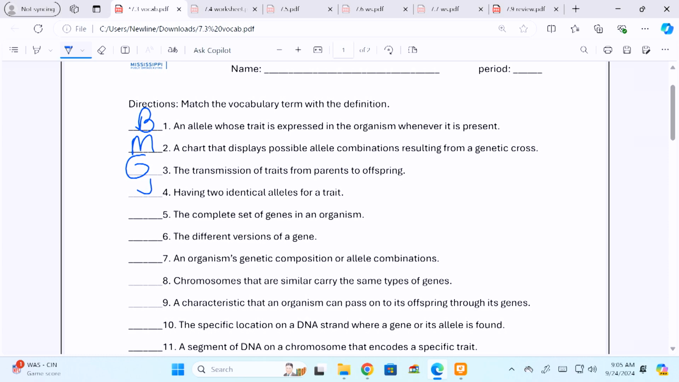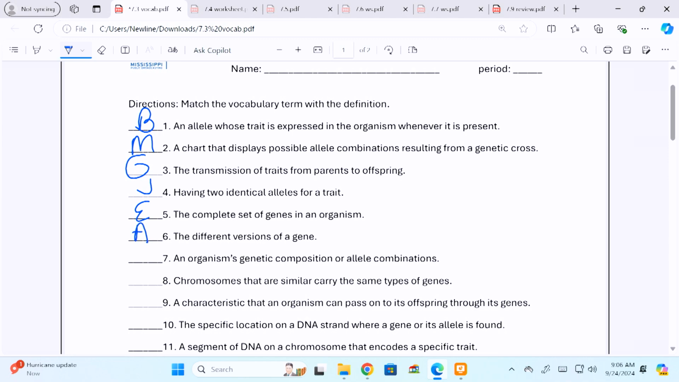Okay. The next one, 5, the complete set of genes in an organism. Okay, this one is genome. So for number 5, let's go with letter E, genome. Okay, great work. All right, 6 says the different versions of a gene. And again, another way to say this is like different flavors of a trait. Which one of those is different flavors? Let's go with letter A, allele.